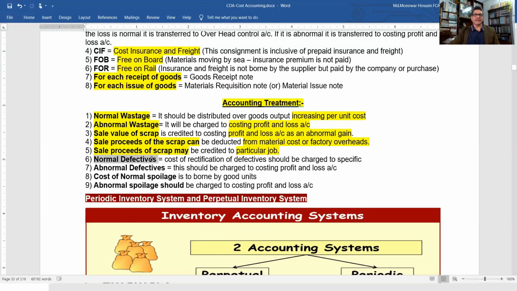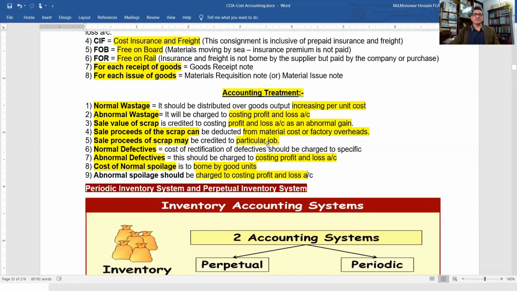Normal defectives: the cost of rectification of defectives should be charged to a specific job. Abnormal defectives should be charged to the costing profit and loss account. The cost of normal supplies is to be borne by the good units. Abnormal, it can be charged to the costing profit and loss account. So that is the accounting treatment.